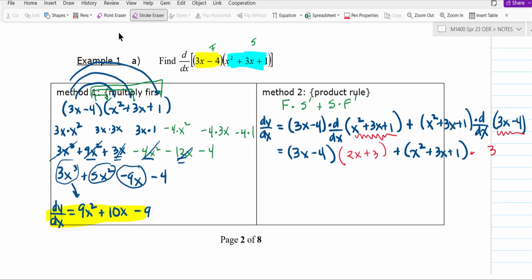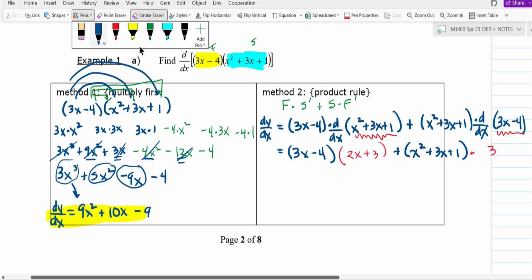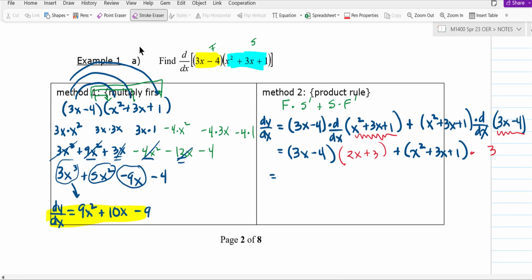But we need to multiply it out, and we'll see if we get the same answer. Okay, so let's go ahead and multiply all this out now. So what I'm going to do is I'm going to do the FOIL. So I've got 3x times 2x, which is 6x squared. Just do that in your head. I do the outside term, which is 3x times 3, so that's plus 9x. I do the inside term, negative 4 times 2x is negative 8x. And then the last term, negative 4 times 3 is negative 12, like that.